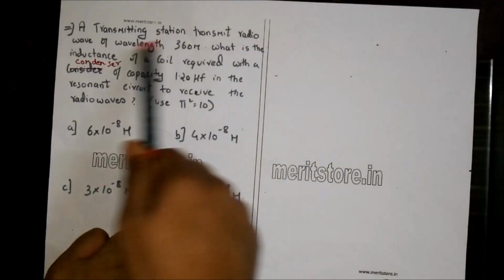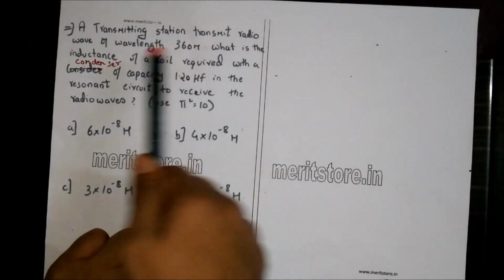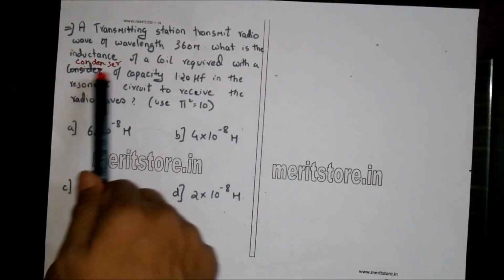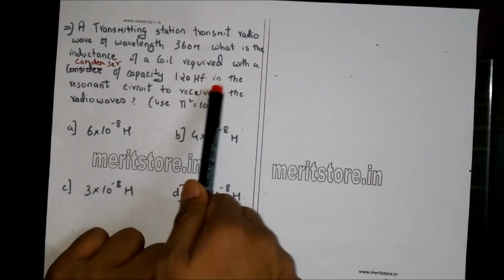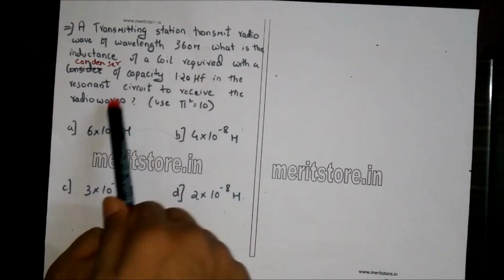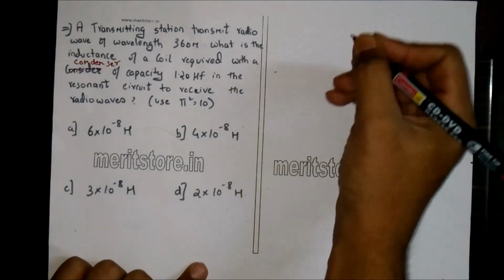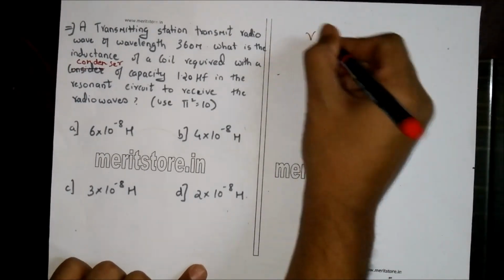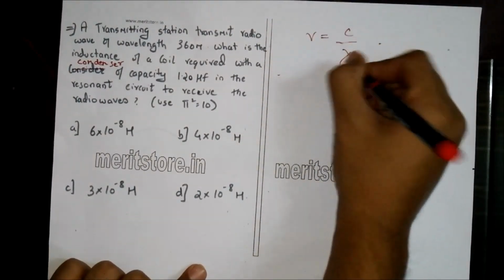A transmitting station transmits radio waves of wavelength 360 meters. What is the inductance of a coil required with a condenser of capacity 1.20 micro F in the resonance circuit to receive the radio waves? Here are the options. Now first we find the frequency of the radio waves, which is given by nu is equal to C upon lambda.